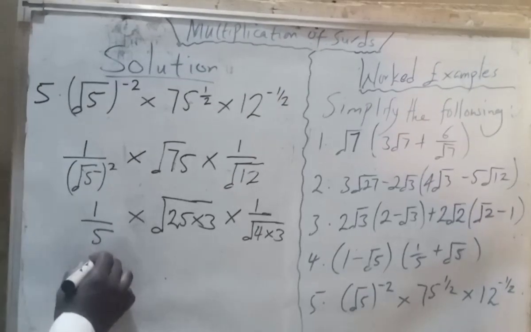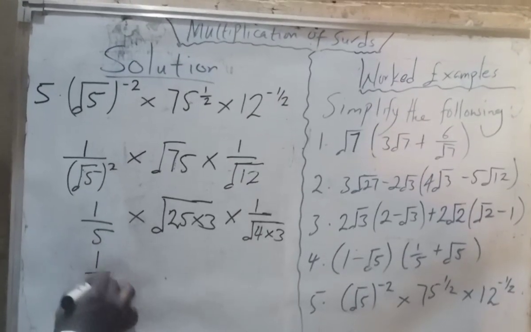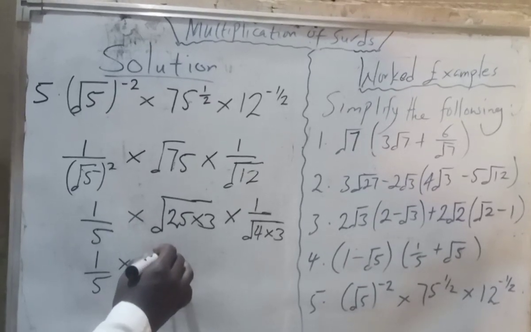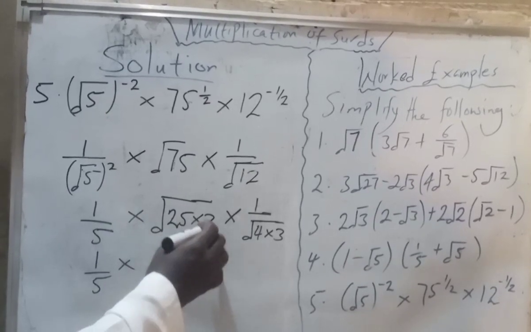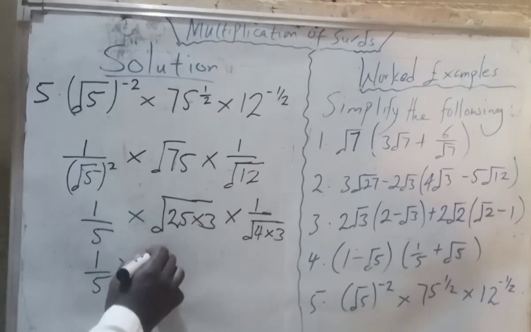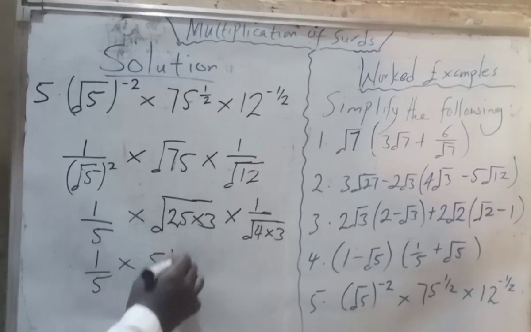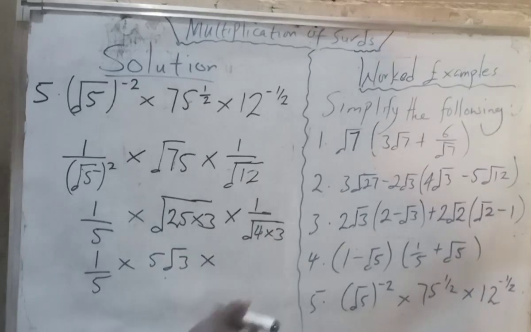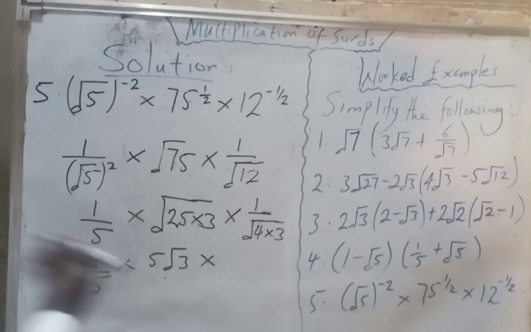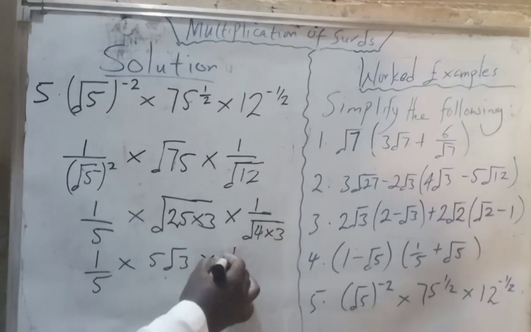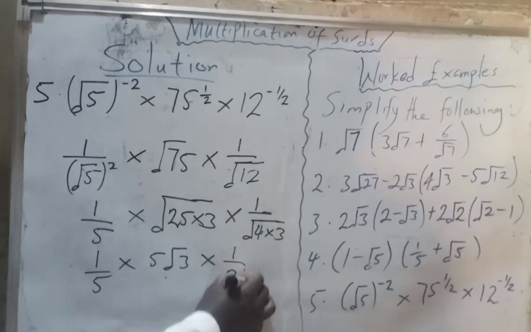So I'll go ahead and simplify it as root 25 times 3. The result of root 25 is 5, so we multiply 5 by root 3, times the result of root 4, which will give us 2. So you multiply that 2 by root 3. So you have 1 over 2 root 3.